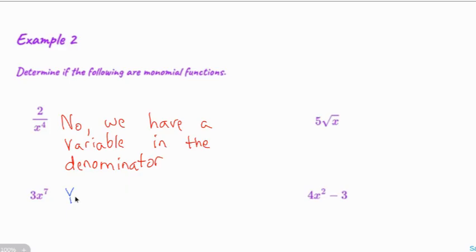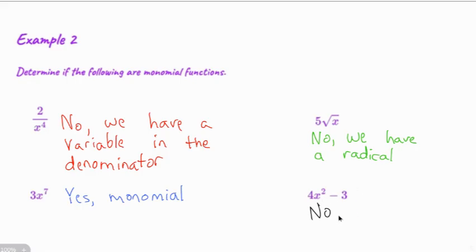This one, yes, monomial. Again, we're adjusting our mindset back to polynomials and looking for a single term. So that means this one here, 5 square root of x, is yes, just kidding. It's no, we have a radical. And then our final one is, you guessed it, also no, because monomials, again, are single-termed. We have 2 terms. Pardon me, I misspelled that. We have 2 terms.